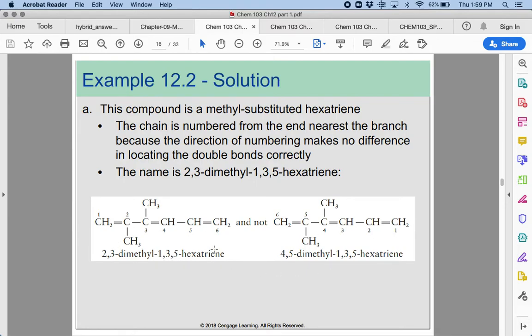That is a better numbering system than 4,5-dimethyl-1,3,5-hexatriene. These numbers are higher than these ones, so we're going to start with 1 over here and not 1 over here.